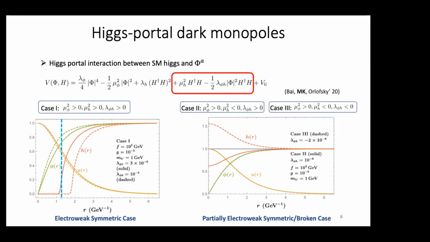Now let's see what will happen if we add a Higgs portal interaction. Here I have a potential. We have the dark couplings in the dark scalar sector, we have the Higgs coupling, and then there is an interaction.